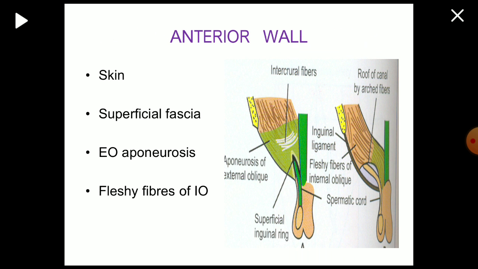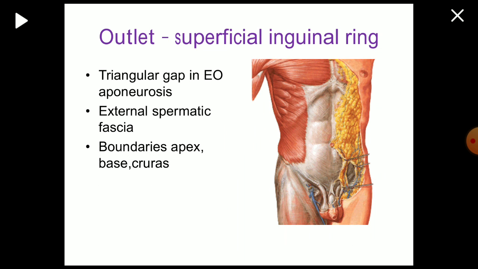Now we'll go to the anterior wall of the inguinal canal, or boundaries. It is formed by the skin, superficial fascia and external oblique aponeurosis. Only in the lateral one third it is formed by fleshy fibers of internal oblique muscle. These are the structures which form the anterior wall of the inguinal canal: skin, superficial fascia, external oblique aponeurosis, and only in the lateral one third, fleshy fibers of internal oblique. External oblique and internal oblique are all muscles of the anterior abdominal wall.